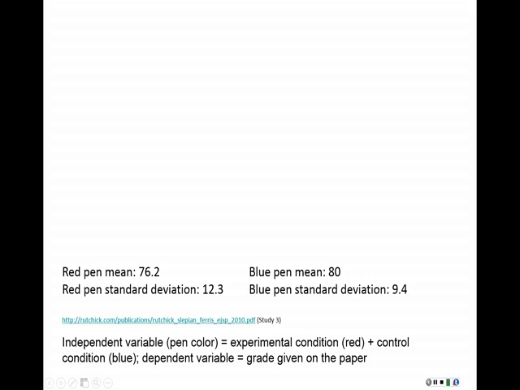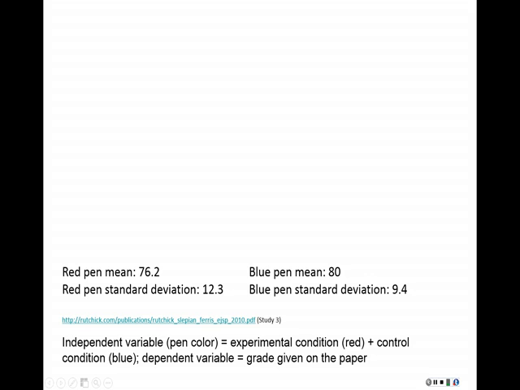Now the red pen standard deviation, 12.3. So that means that the mean was 76.2, and then 1 standard deviation in this direction is add 12.3, 1 standard deviation in the other direction, subtract 12.3. If you want to go out 2 standard deviations in this direction, add another 12.3. In this direction, subtract another 12.3.